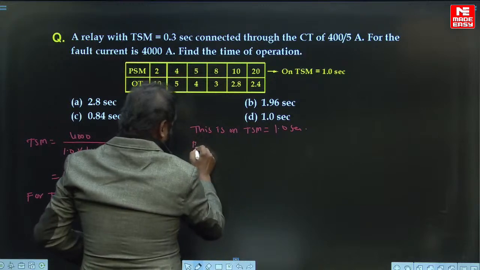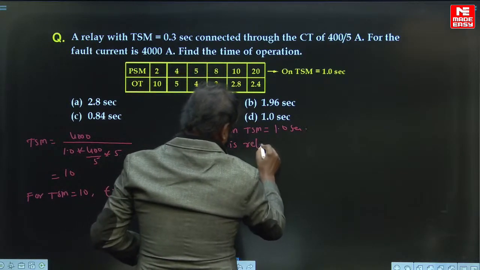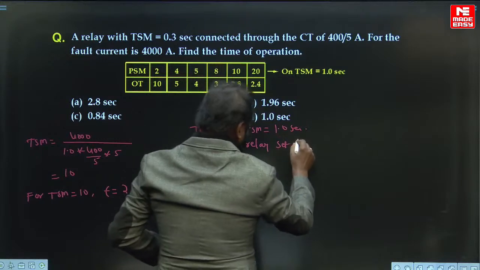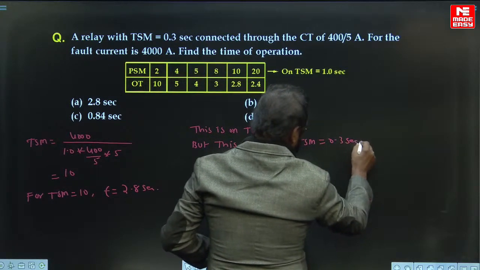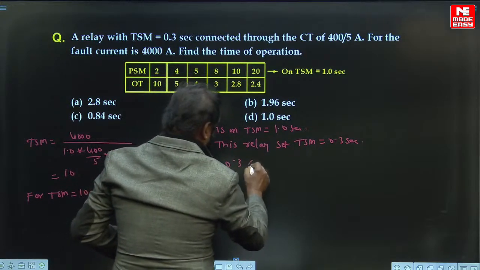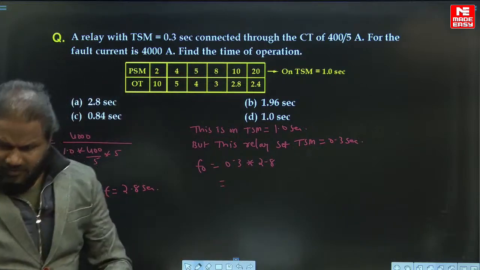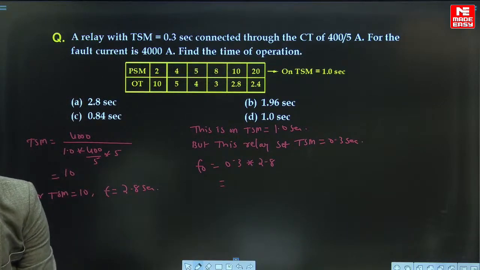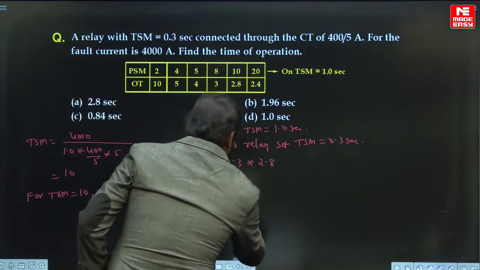Okay, so this is on TSM equal to 1 second. But this relay is set to TSM equal to 0.3. Therefore, time of operation is equal to 0.3 into 2.8. So that is equal to 0.84 second.